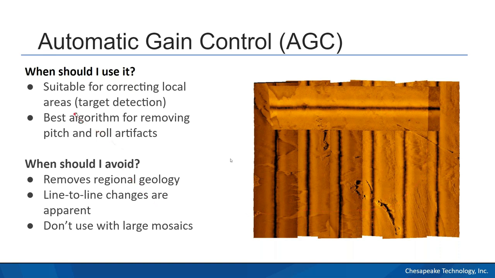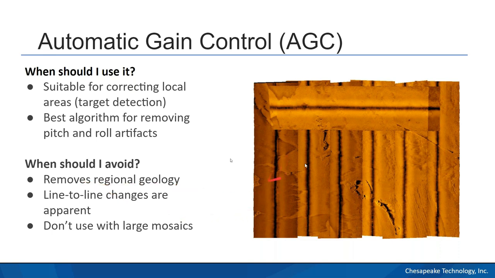So when should you use it? It is absolutely the best algorithm in SonarWiz for removing pitch and roll artifacts. If you've got a bad data set where you're out with weather, AGC is superb for that. And it is very good at correcting local areas. So if you're interested in targets that are smaller, say you're looking at tires or unexploded ordnance or something small, then AGC works really well. But it does remove regional geology.